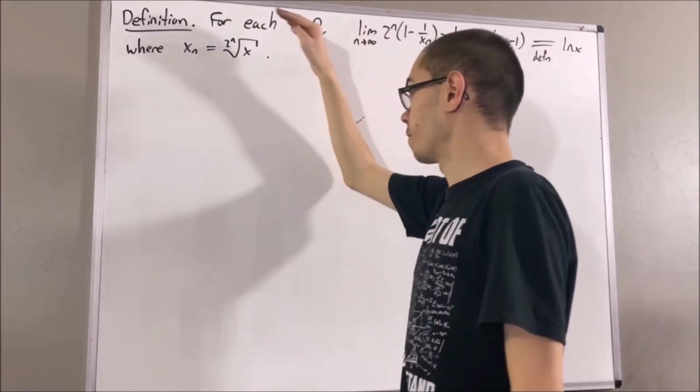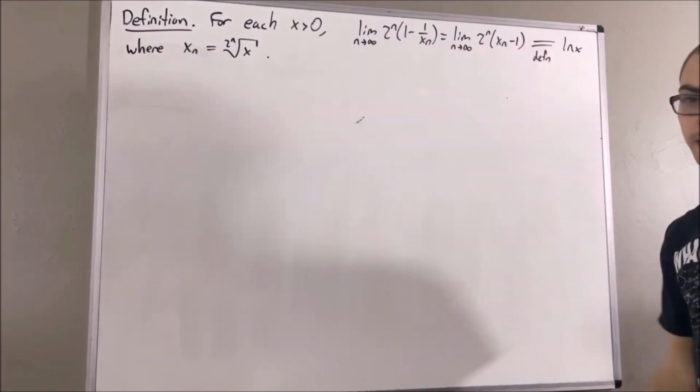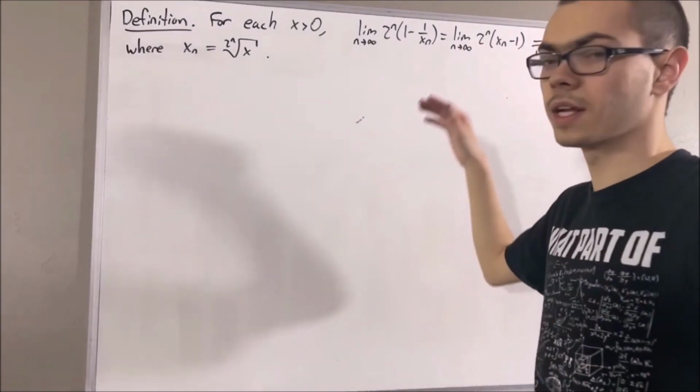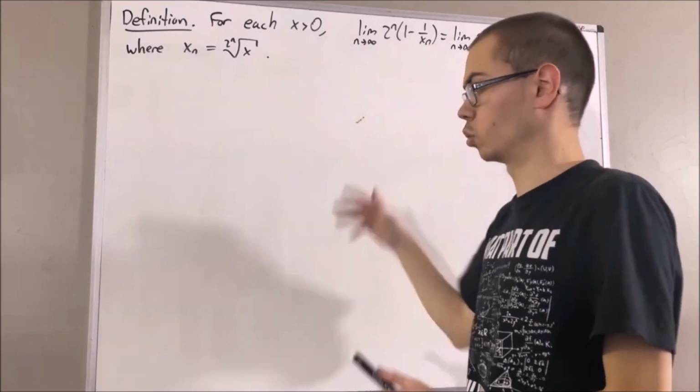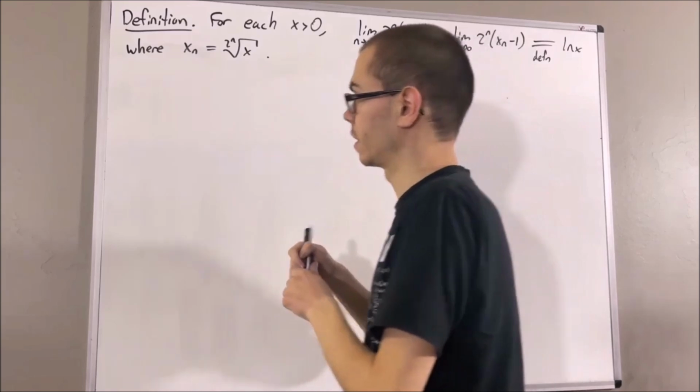And so the definition is: for each x greater than 0, the natural log of x is defined to be the limit of these sequences. And throughout our work, we were assuming x is not equal to 1. And as we went through that, we saw the following inequalities.